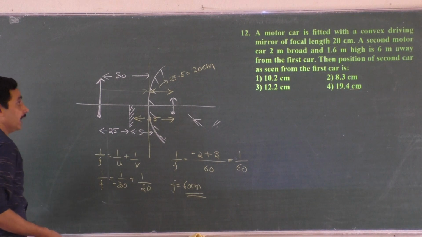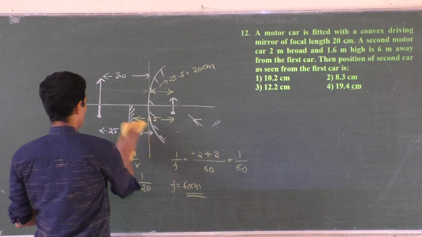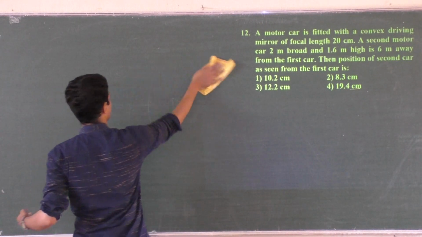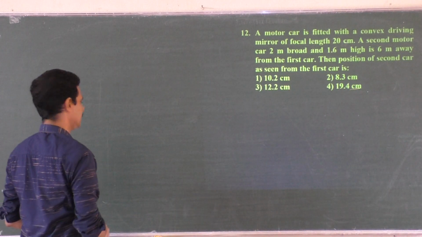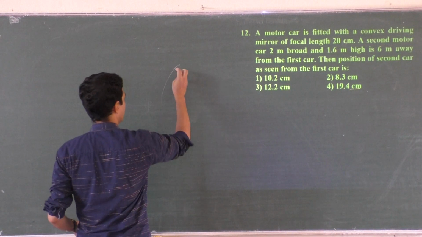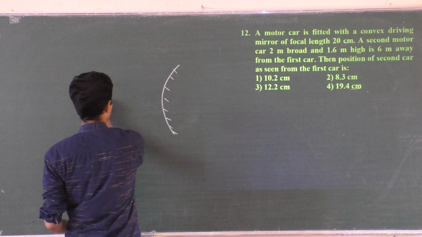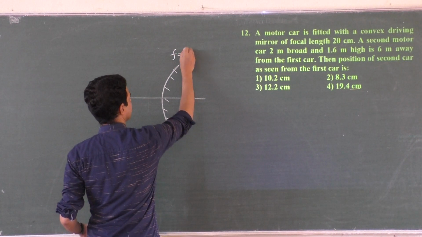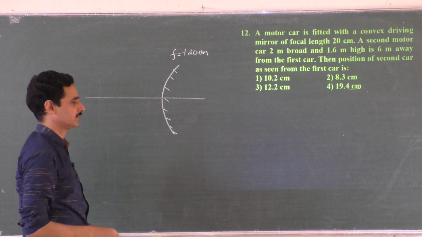12th one. A motor car is fitted with a convex driving mirror. You know, a rear view mirror is a convex mirror. A motor car is fitted with a convex driving mirror of focal length 20 centimeter. So shall I draw it so that I need not read the problem again and again. So there is a convex driving mirror fitted with a focal length of plus 20. You know, just now we have seen the focal length of a convex mirror is positive.